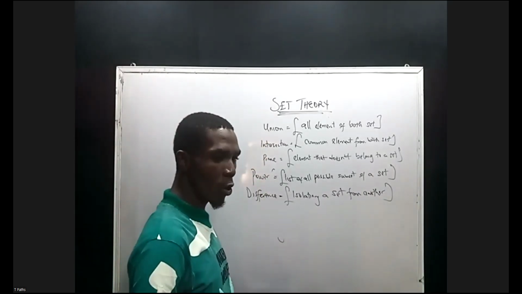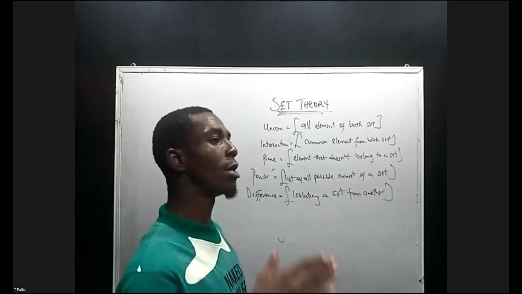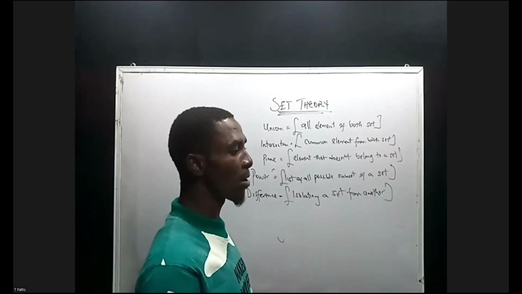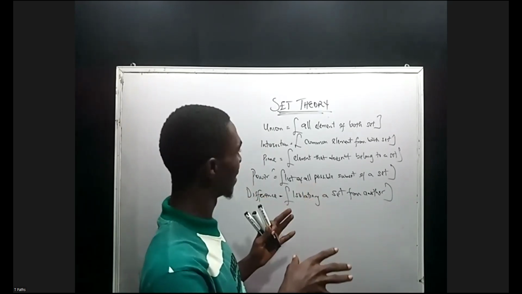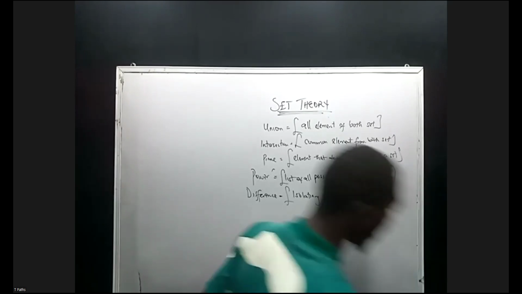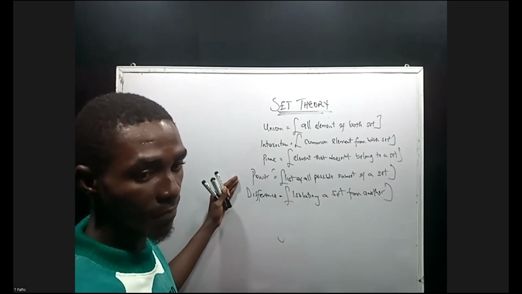Now, I am supposed to introduce you to the Venn diagram. It's a graphical representation of what we are doing here. The Venn diagram is just the graphical representation of all these we have here.